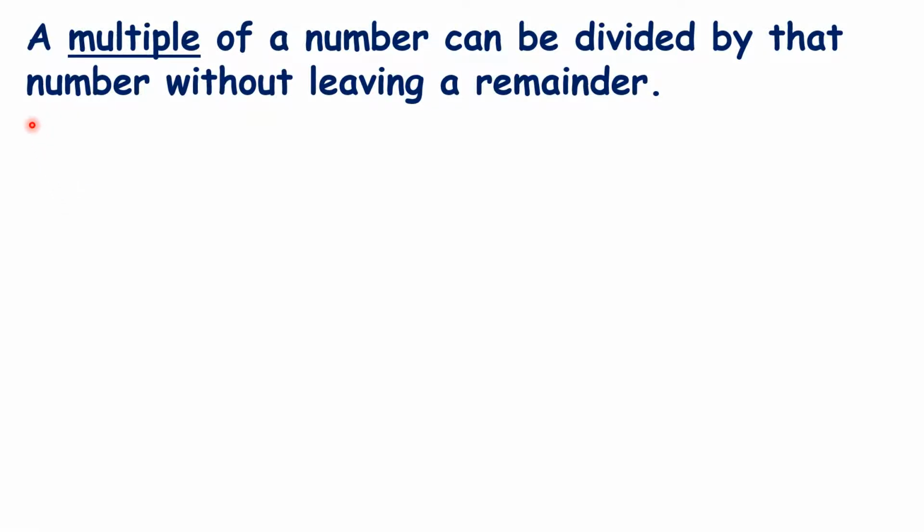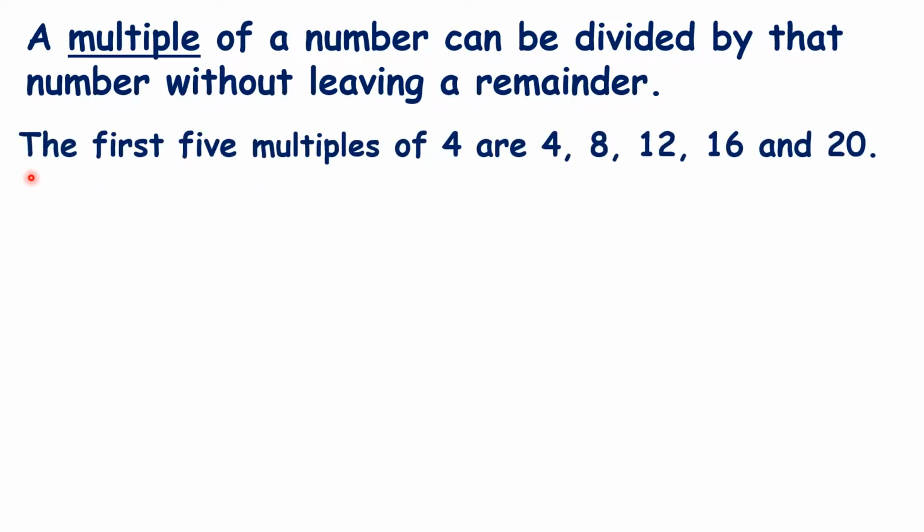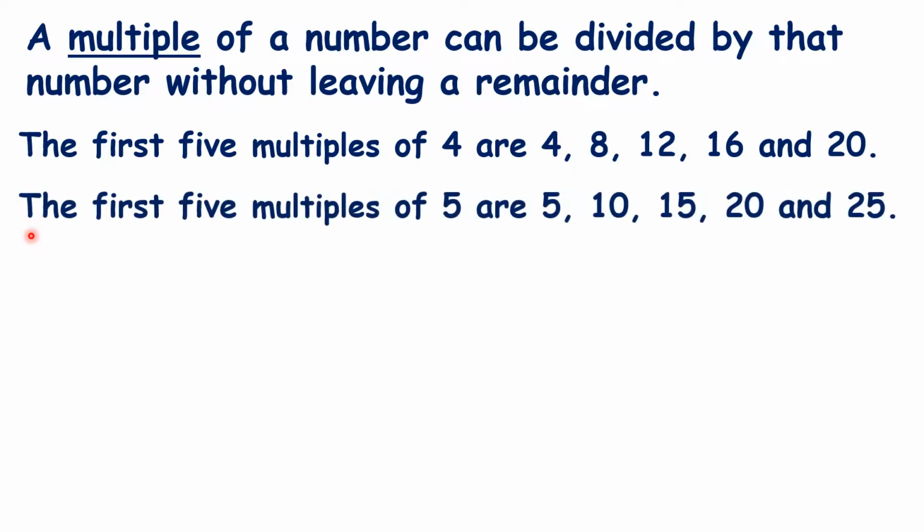A multiple of a number can be divided by that number without leaving a remainder. So basically, a multiple means it's in the times table. So for example, the first 5 multiples of 4 are 4, 8, 12, 16 and 20. The first 5 multiples of 5 are 5, 10, 15, 20 and 25.